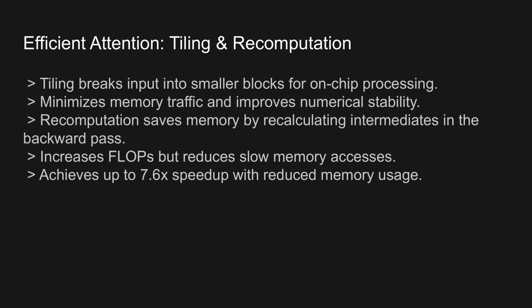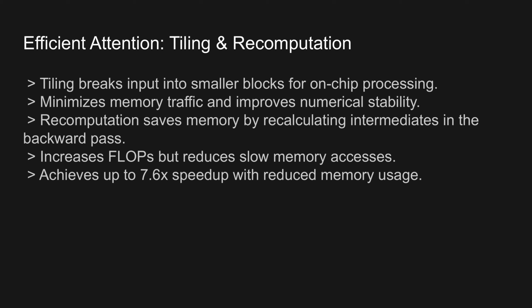Good observation. Recomputation indeed involves recalculating some values, but it's a trade-off to save memory in the forward pass. Instead of storing all intermediate matrices, FlashAttention keeps only the final outputs and the softmax normalization constants. This allows the algorithm to recompute intermediate results as needed during the backward pass, which uses less memory overall.